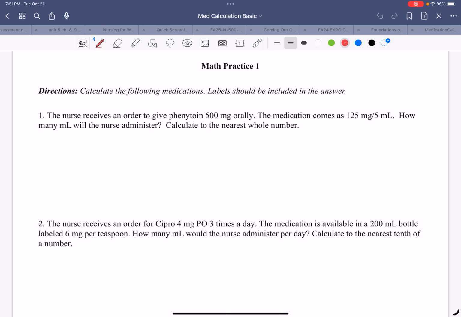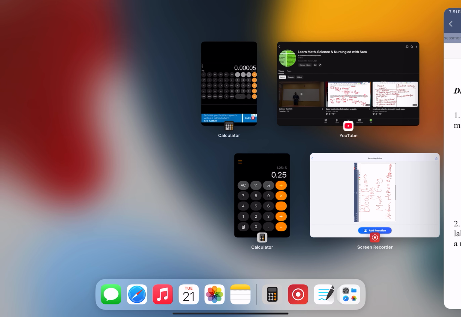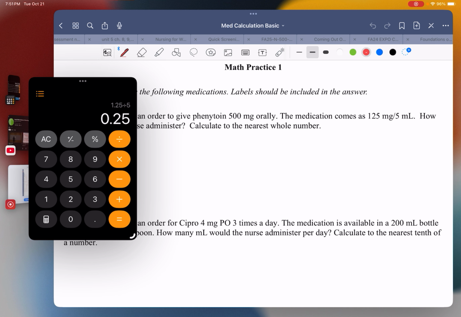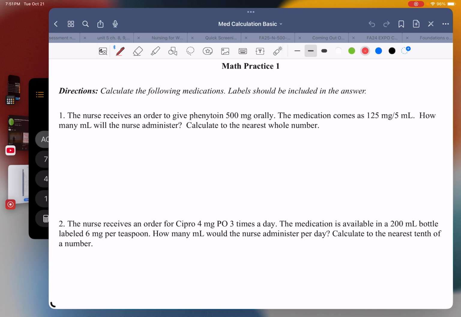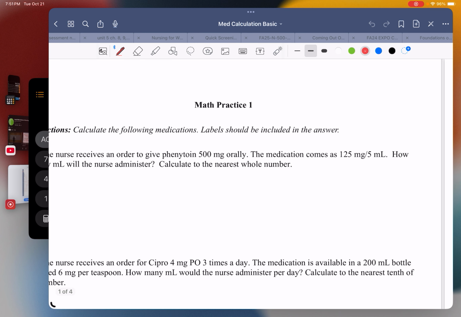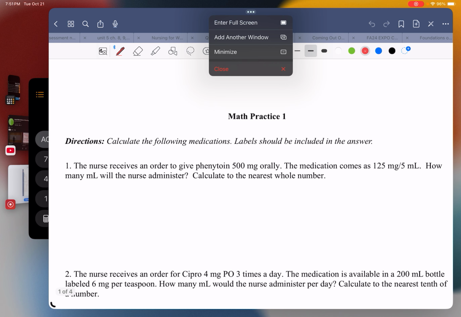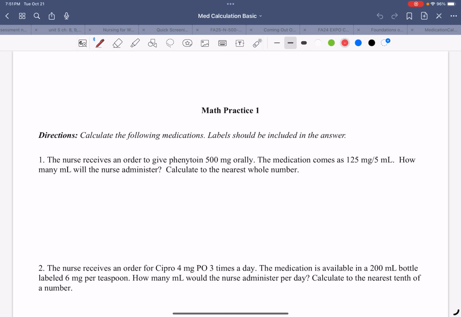So let's get started. All right, so I'm going to add an additional one. Let's add a calculator just to the side. I want it to be a little bit smaller. All right, let's see. Hope you all can see my screen right now. You know what? Let me just do a full screen. So whenever I need my calculator, I'm just going to go ahead and grab it.